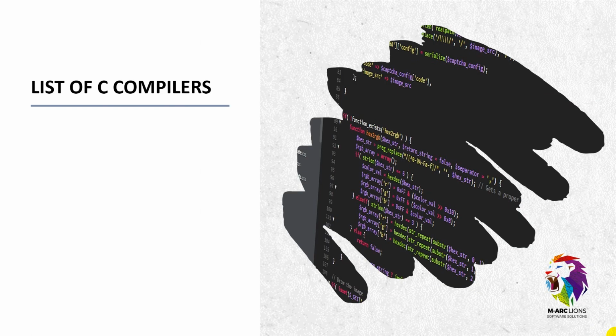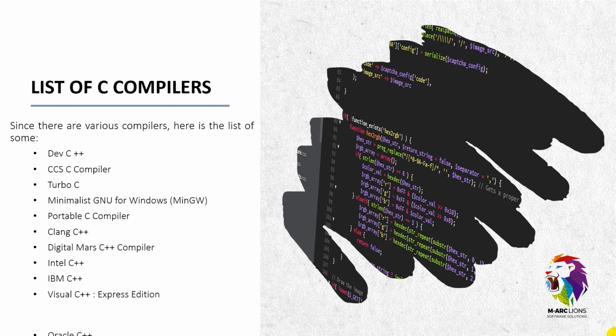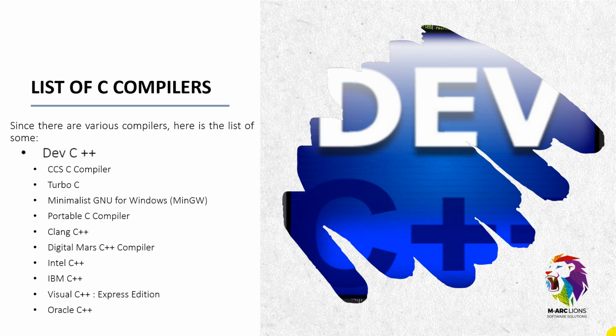There are many compilers, so here is a list of some. Number one is Dev C++, and then we have CS C compiler, Turbo C, Minimalist GNU, Portable C compiler, Clang C++, Digital Mars C++, Intel C++, IBM C++, Visual C++, and Oracle C++. For this course we are going to use Dev C++. This is the compiler which we are going to use throughout the course.